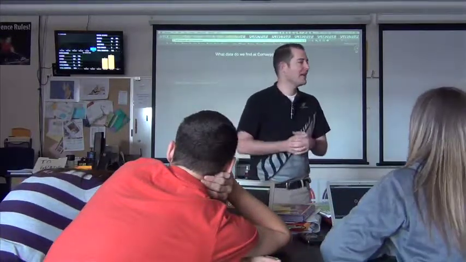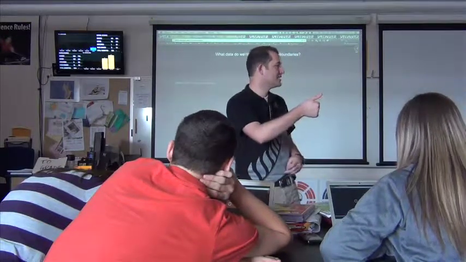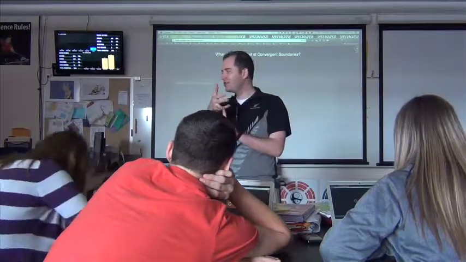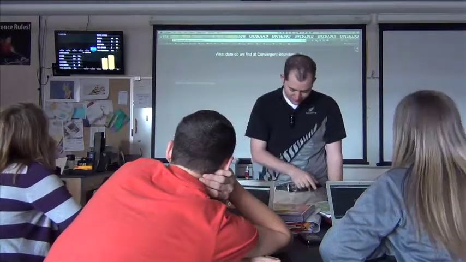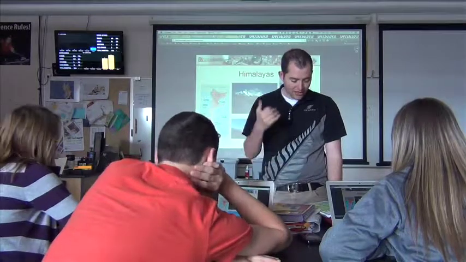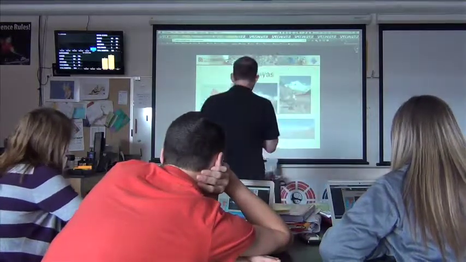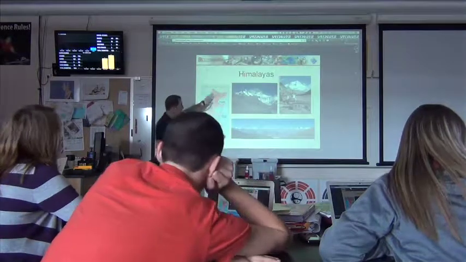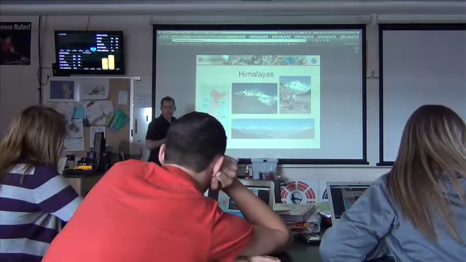Okay, what should we have? We should have mountains and trenches, volcanoes in a line, earthquakes that get deeper, and not new crust. Shallow to deep earthquakes. Okay, so a continental boundary is the Himalayas. This shows us an example.